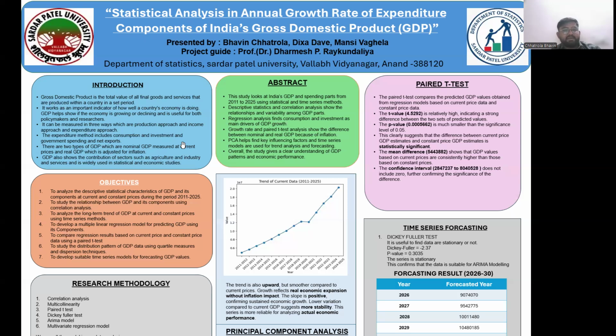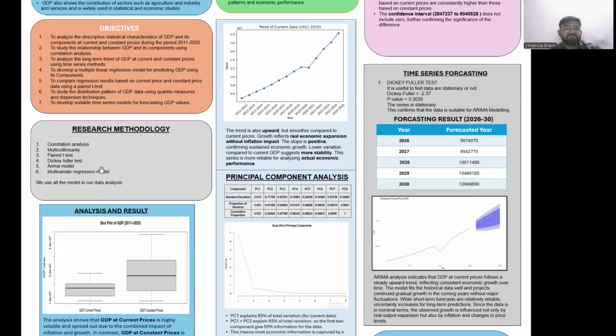It can be measured in three ways: production approach, income approach, and expenditure approach. The expenditure method includes consumption, investment, government spending, and net export. There are two types of GDP: nominal GDP, measured at current price, and real GDP, which is adjusted for inflation. GDP also shows the contribution of sectors such as agriculture, industry, and service, and is widely used in statistical and economic studies.